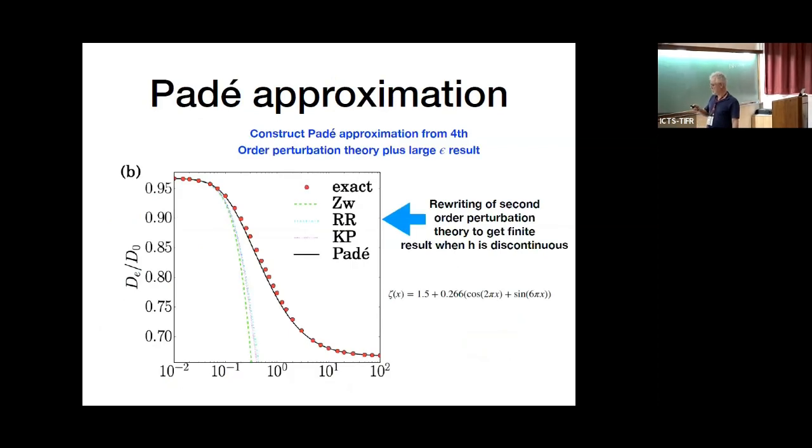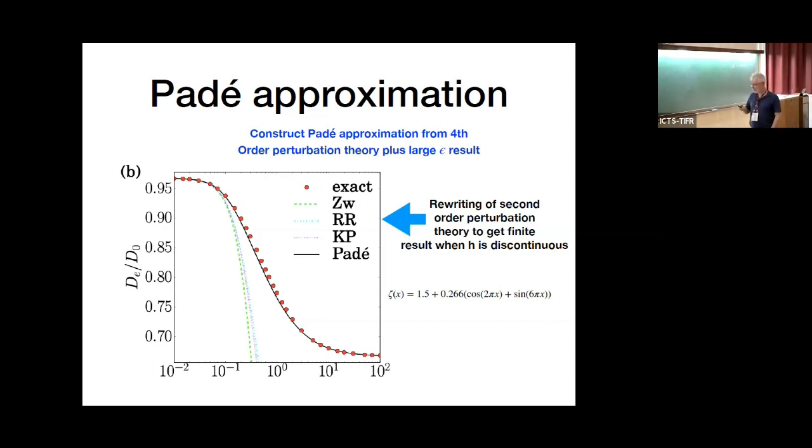Now, of course, in the literature, people have been trying to come up with better and better approximations. Physicists tend to do perturbation theory, then we try to extrapolate it and make it work better. So this is for another wiggly cosine-sine type channel. This is a Zwanzig approximation, this is Reguera-Rubi, this is Kalinay-Percus. Basically, these are all resummations of effectively the order epsilon squared result.